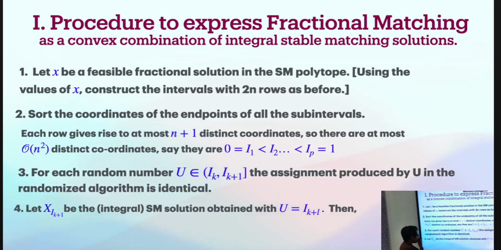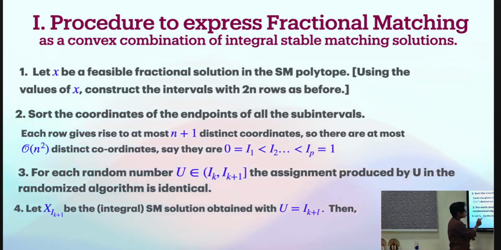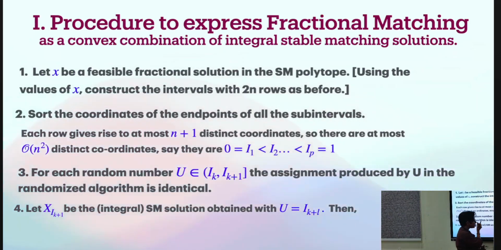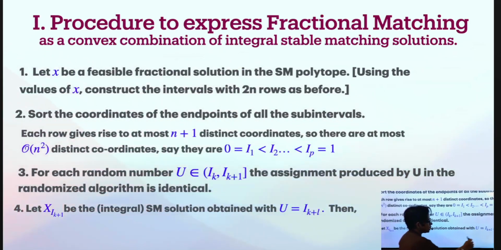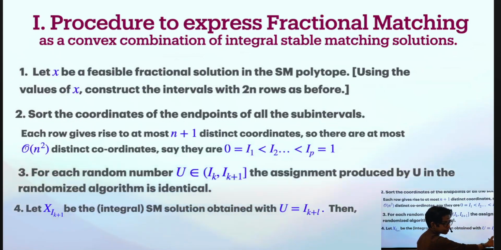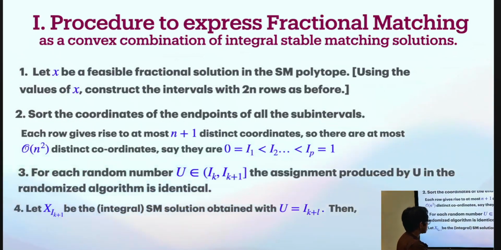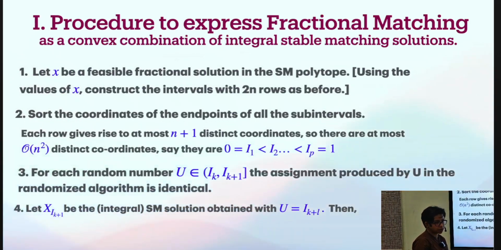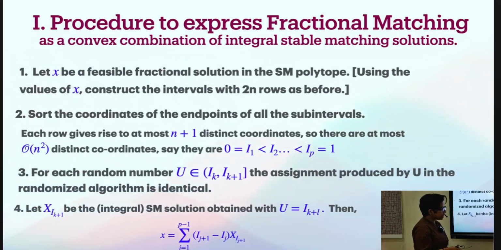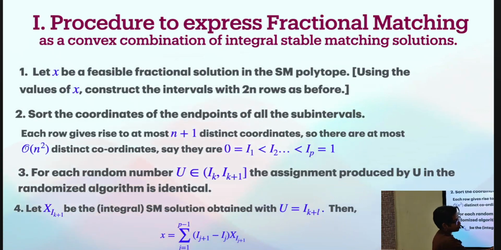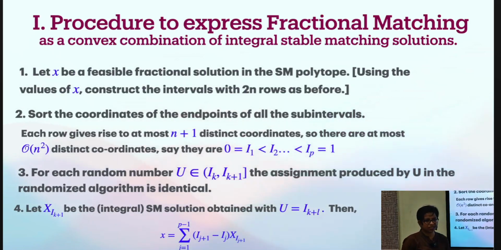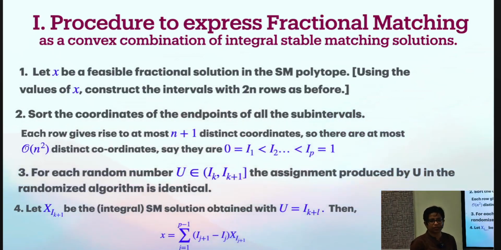Okay. Now let this be the integral stable matching solution obtained with this value. So suppose U fell on this endpoint precisely, and that's the stable matching solution we obtained. Then this is basically a telescoping type of series and so on. If you just expand this, you will see that X can be written in this form. It's just basic algebra, just trust it.